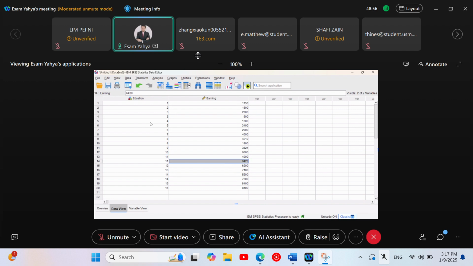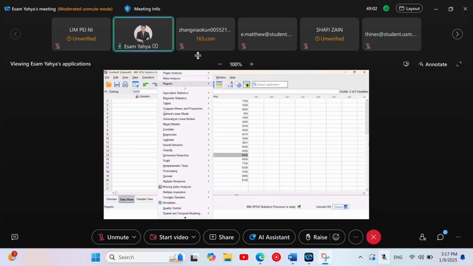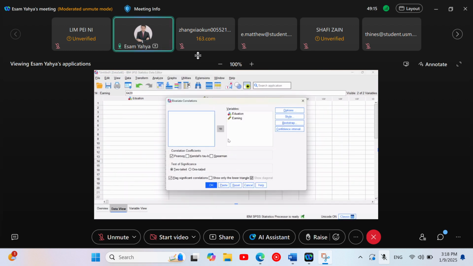So here, after you put all of your data, you have education and earning. You just click on Analyze, and from Analyze, select Correlate, and then you have the options of correlate. You just select the second one, which is Bivariate. Click on Bivariate, and you need to select the variables. It's already there. So after you move the variables from this box to this box, we have two variables.